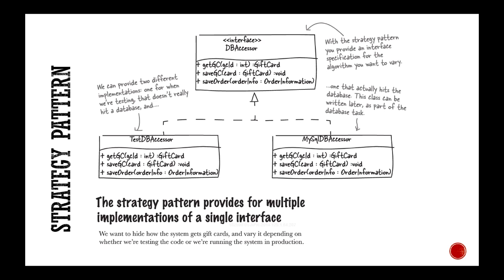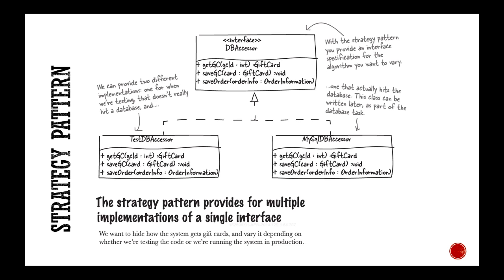And basically what we do is we write an interface that is some generic interface. In your book, they use the example of a DB accessor. And then they create two other objects, a test accessor and a MySQL accessor. Both of them function in a different way. But what they let me do is something very special.